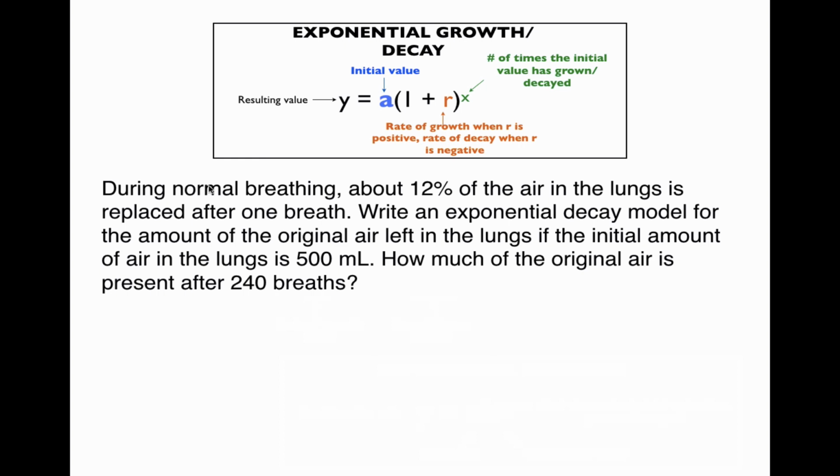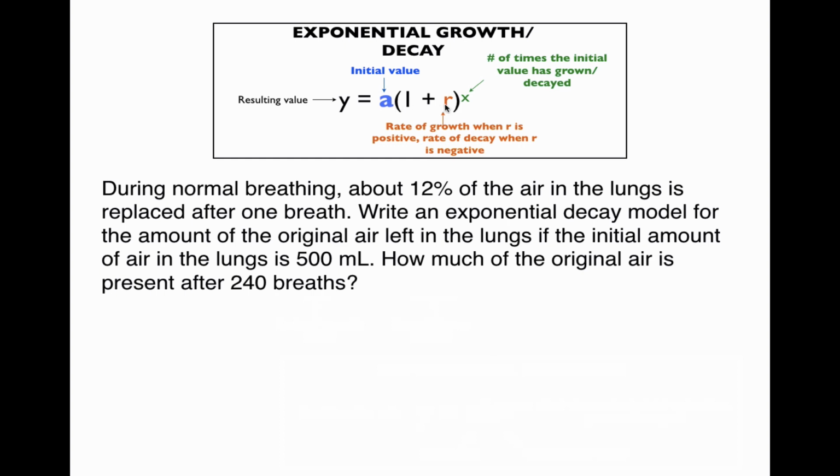During normal breathing, about 12% of the air in the lungs is replaced after one breath. Write an exponential decay model for the amount of the original air left in the lungs if the initial amount of air in the lungs is 500 milliliters. How much of the original air is present after 240 breaths? So our initial value is 240, that goes right there for a.